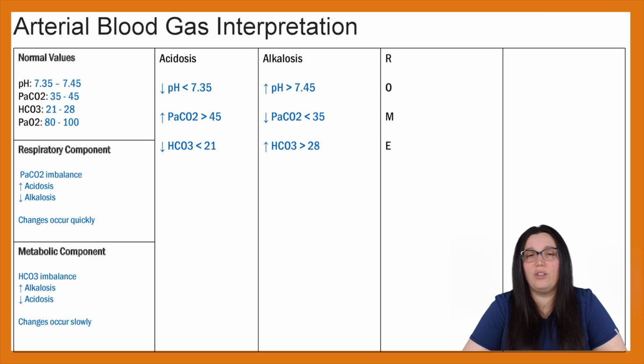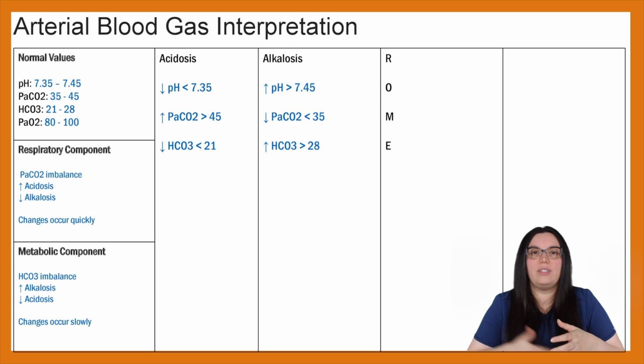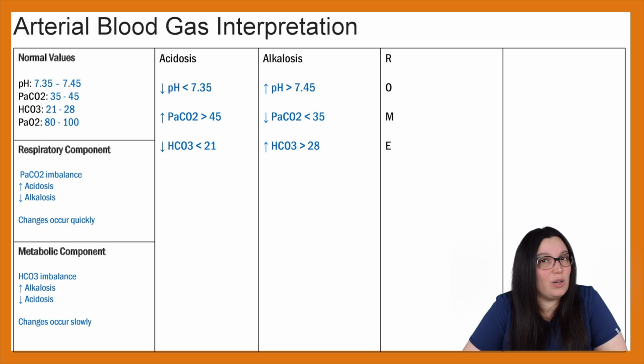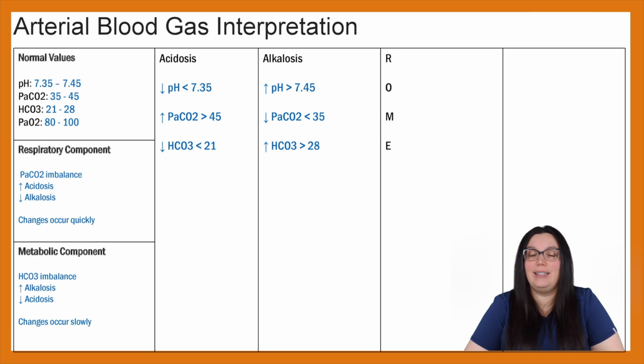When it comes to our alkalosis state, we're going to have a pH that's going to be greater. Remember, we're losing acids, so it's going to go up. Our pH is going to be greater than 7.45. Our PaCO2 is going to decrease because, again, that is an acid. The more acids we lose, the more alkalotic we become. It's going to be less than 35, and our base is going to increase. That's the alkalotic portion of our blood, right? Our HCO3, our bicarbonate, is going to be high. It's going to be greater than 28.